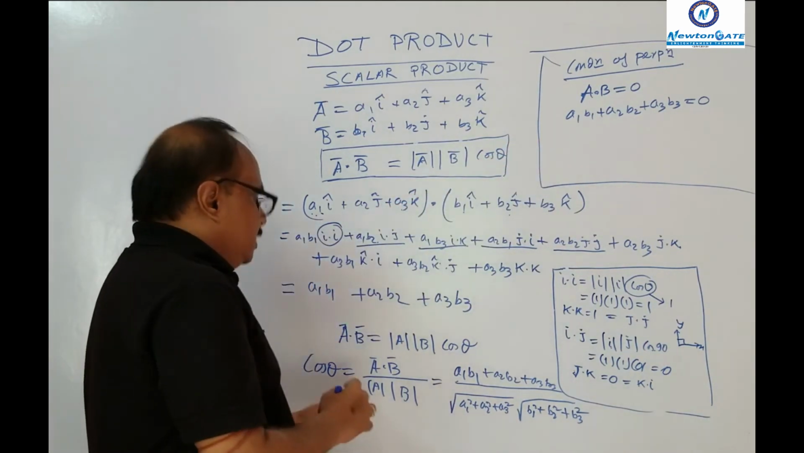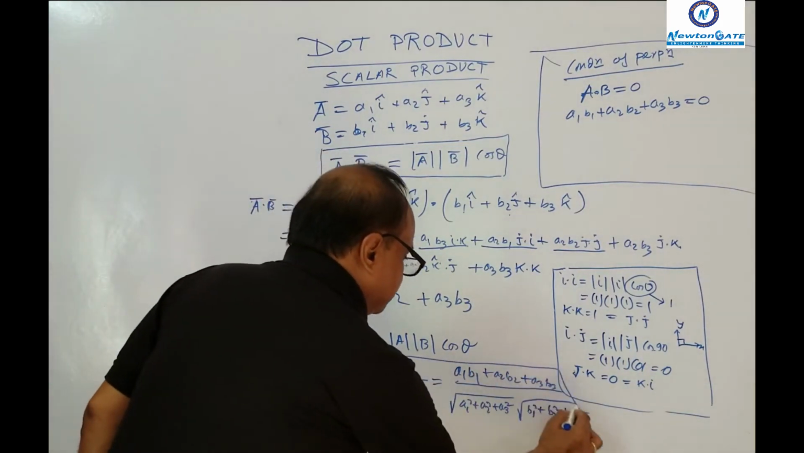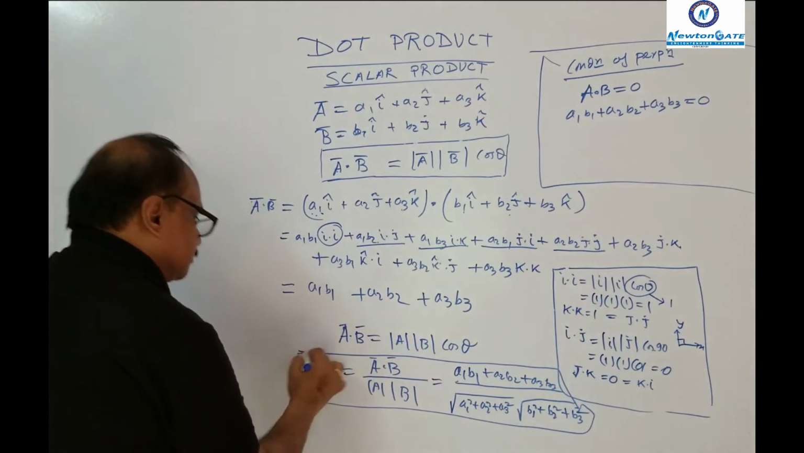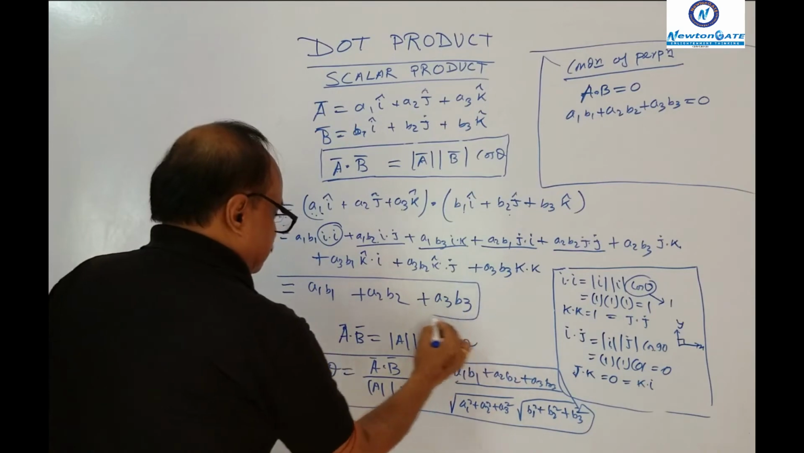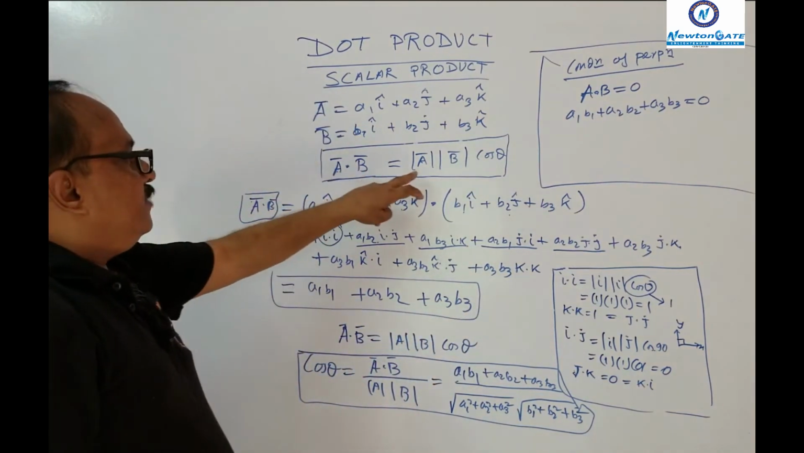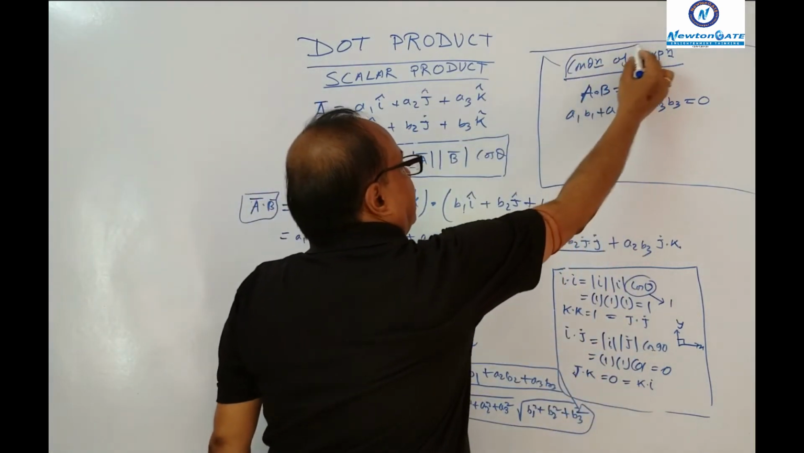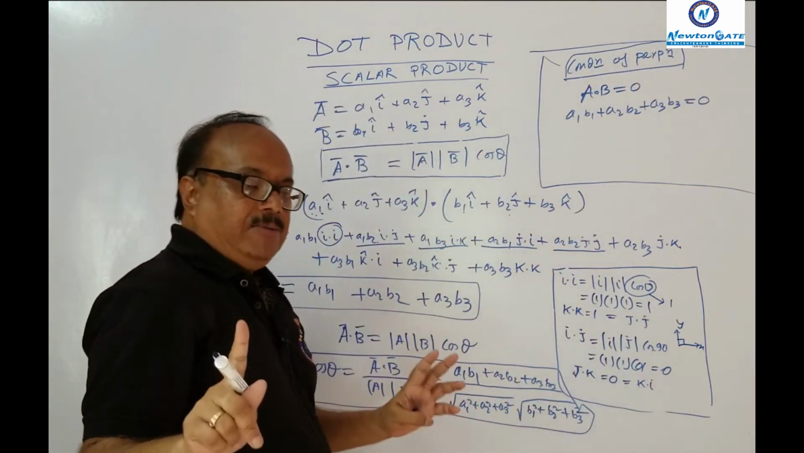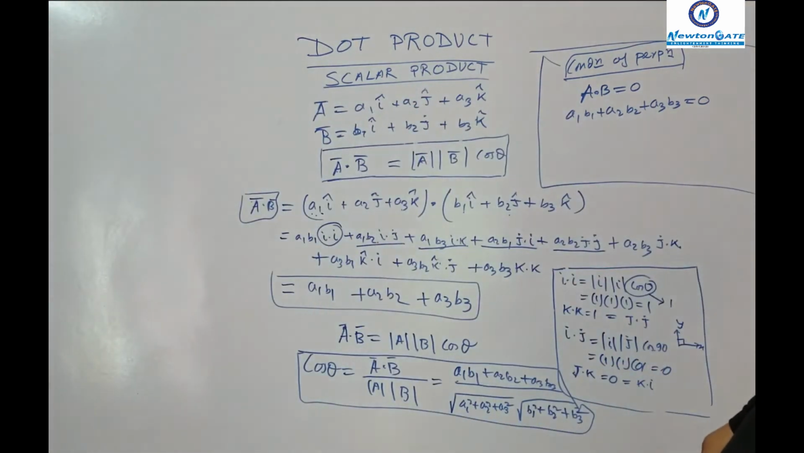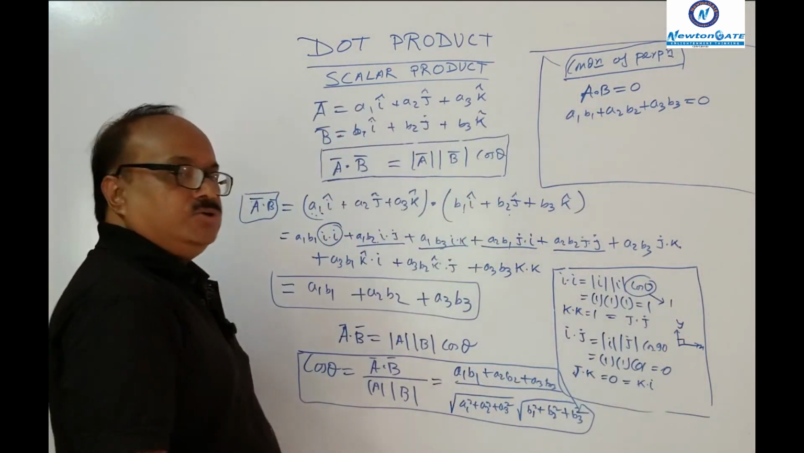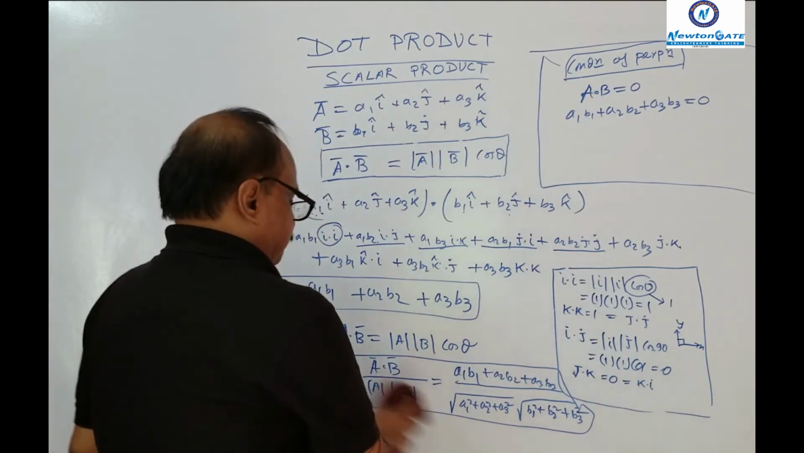So, what were the things you learned today? Just find out how to find the angle between the two vectors. What is the dot product manually? And what is the definition of dot product? And what is the condition of perpendicular? More things I am going to teach you on the dot product. You copy this thing or take a screenshot of it, and I'm going to the next step.